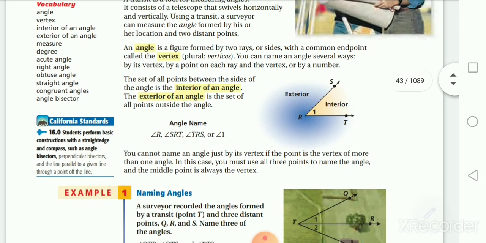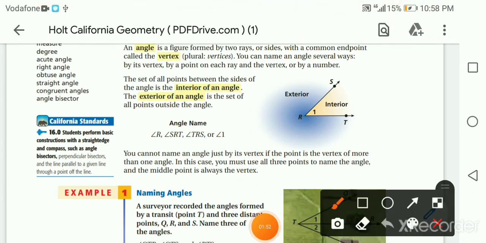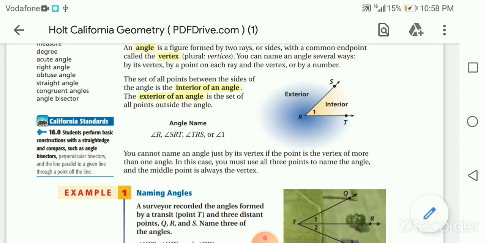Okay. So you cannot always name an angle just by its vertex. If the vertex is the vertex of more than one angle, I will show you how. In this case, if I have an arrow inside, I can say angle R. Why? Because I can see it's TRL, for example, or LRS. So I can say it's just angle R. Okay.